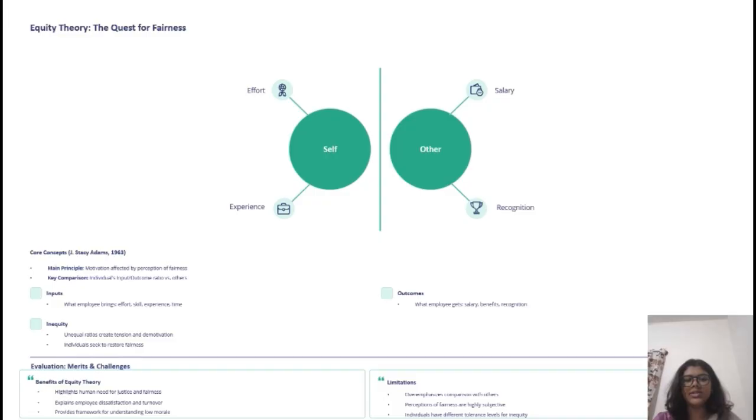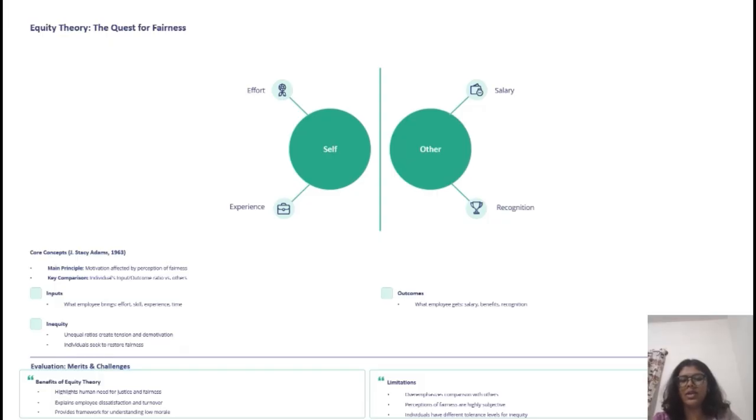The theory suggests that employees are motivated when they feel they are treated fairly in comparison to others. People compare their inputs like effort, skills, and time with outputs such as salary, recognition, or promotions. So, if employees perceive fairness or equity, they stay motivated. But if they sense inequality, either being under-rewarded or over-rewarded, it can cause dissatisfaction or stress.